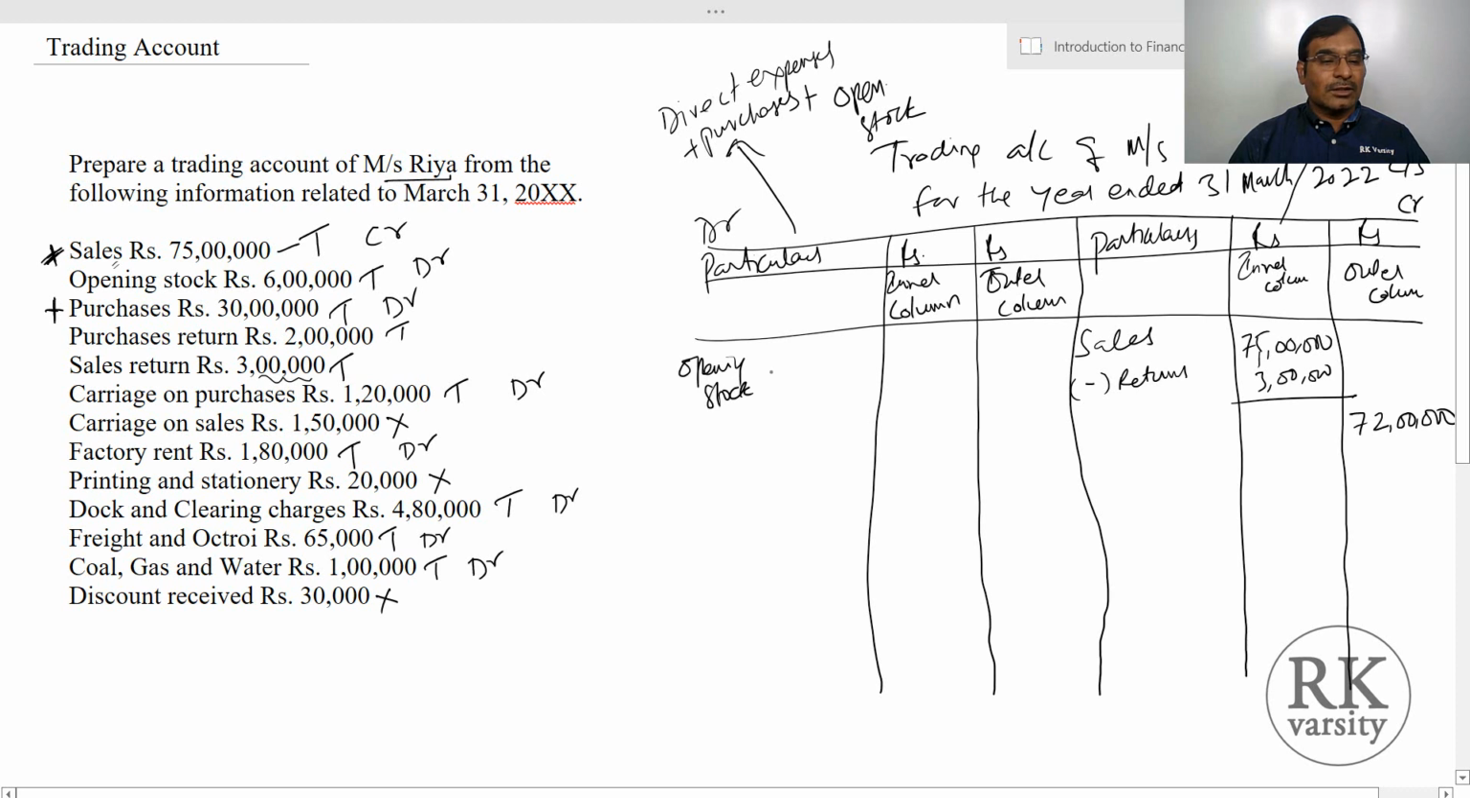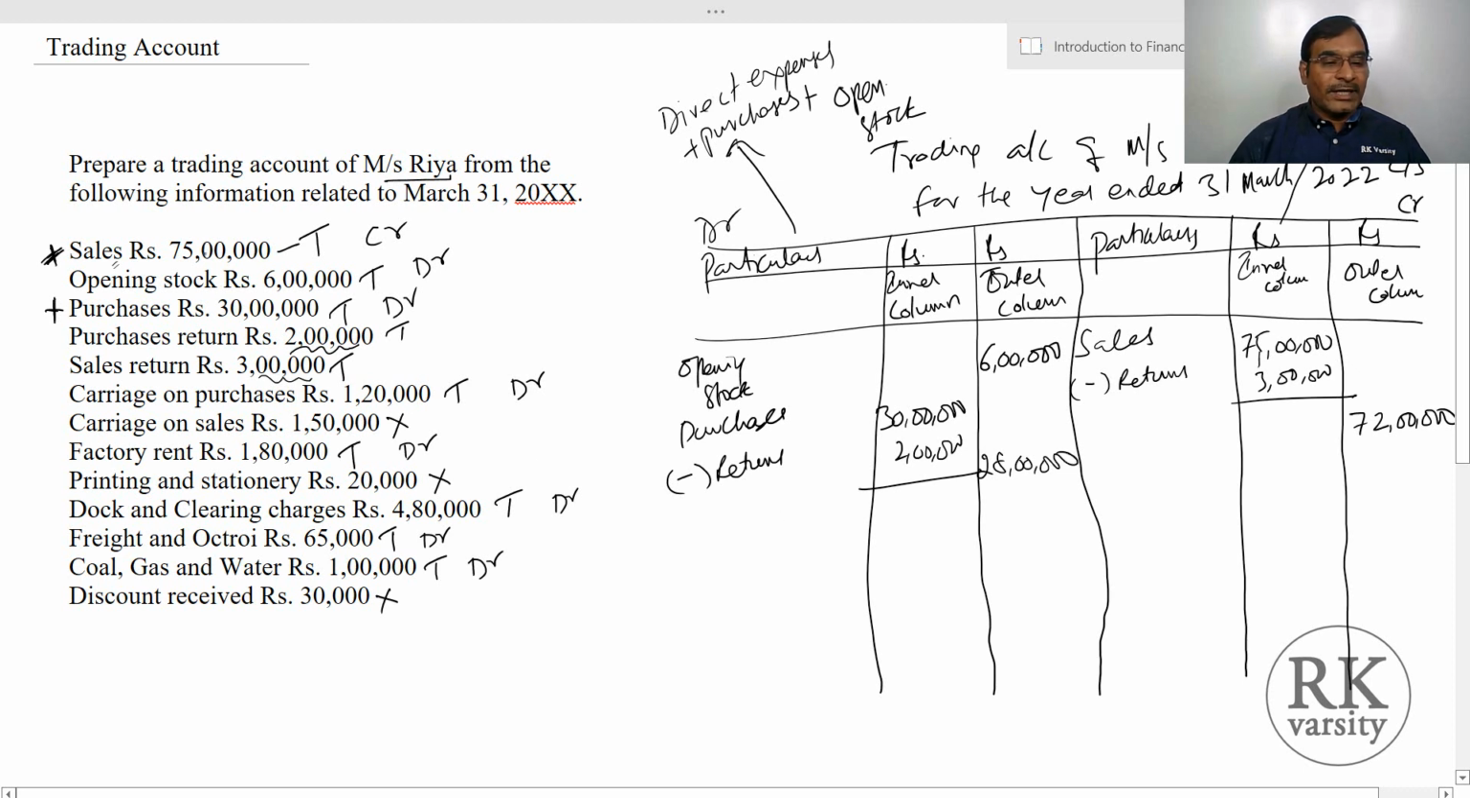Opening stock, how much is the opening stock? We have 6 lakhs. As there is no adjustment for this, directly we write this in the outer column. Then I have purchases. Purchases has a correction or a change, that is 30 lakhs, and there are returns, less returns for your purchases. How much amount? Here we have returns of 2 lakhs. So 2 lakhs. This gives you 28 lakhs.